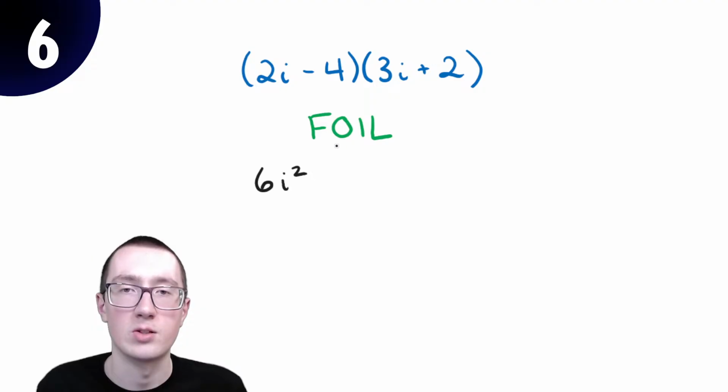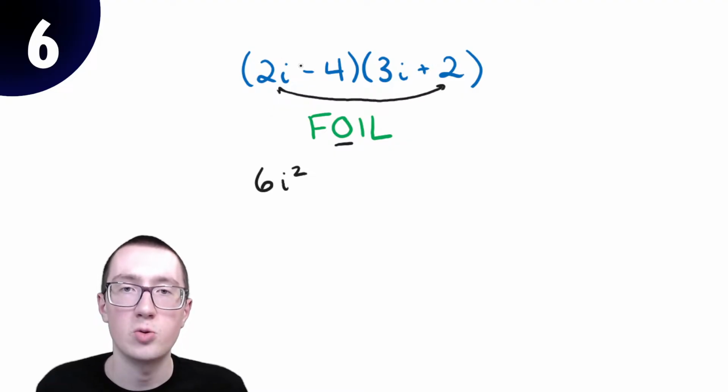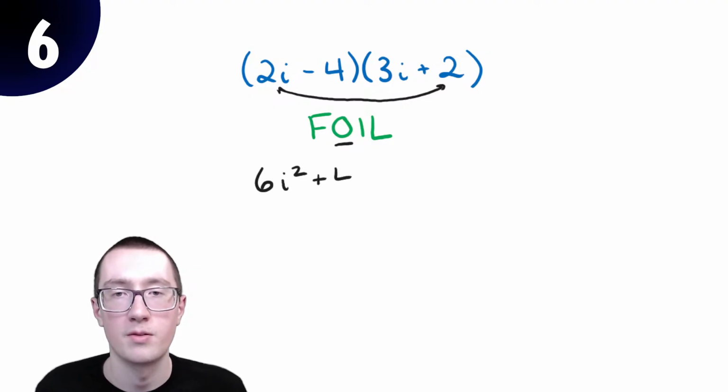The next step is O, which stands for outer. So we need to multiply the outer parts together. So we have 2i times 2. So we're going to treat this i just as if it was a normal letter like x. So 2 times 2 is 4, and then the i stays.